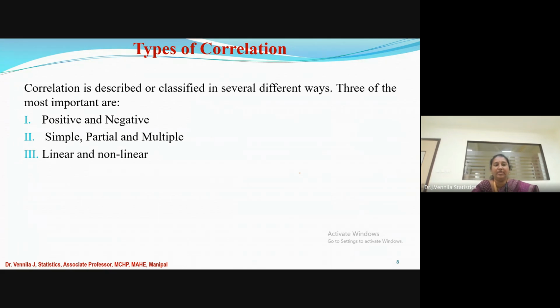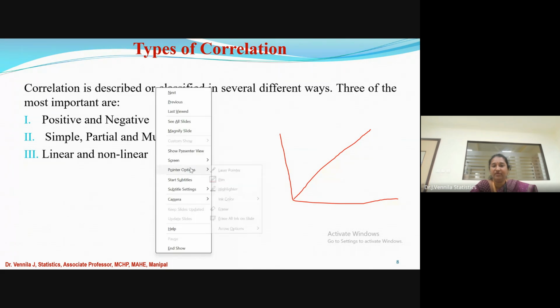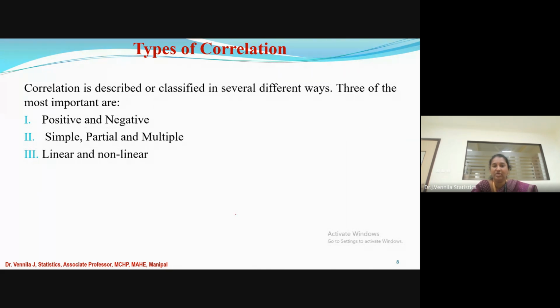And the third one is linear and non-linear correlation. You know the meaning of linear and non-linear. y = a + bx is called linear. When you draw the curve, if it is a straight line, it is called linear. y = x square, or quadratic, cubic, hyperbolic, everything comes under the non-linear curve. So that is the meaning of linear and non-linear.